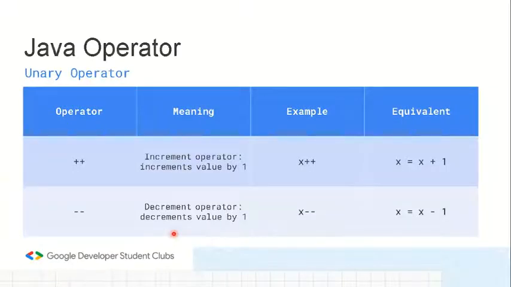And we'll be discussing the Java unary operator, since this is most common use. We have the increment and decrement, double plus, double minus. The increment operator increments a value by 1, and the decrement operator decrements a value by 1. So we have, for example, x plus plus and x minus minus, which is equivalent to x is equal to x plus 1 or x is equal to x minus 1. That is the unary operator.